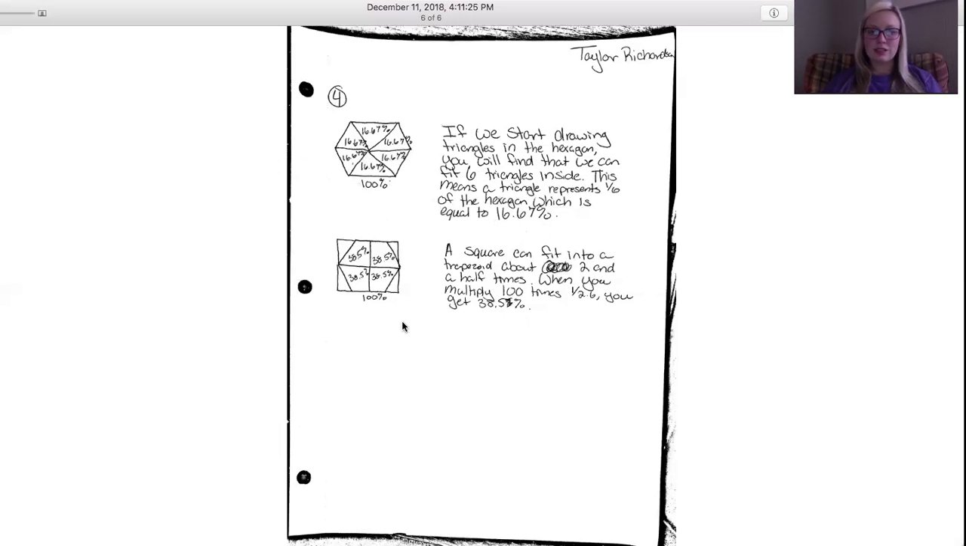And then we'll look at the square. A square can fit into a trapezoid about 2.5 times. It's kind of odd and probably an uncomfortable fit for them; it doesn't all the way fit in there on the outside. But when you multiply 100 times 1 over 2.6, you get 38.5%, and that's what each square represents of the hexagon.